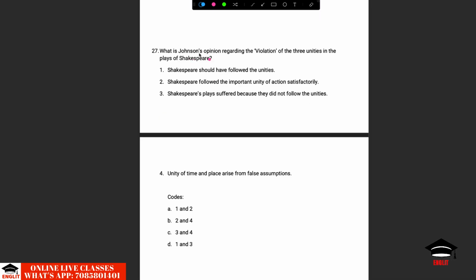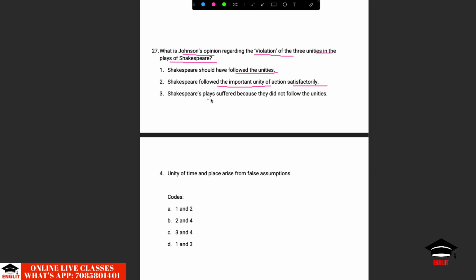Next question. What is Johnson's opinion regarding the violation of three unities in the plays of Shakespeare? Shakespeare should have followed the unities. Shakespeare followed the important unity of action successfully, satisfactorily.